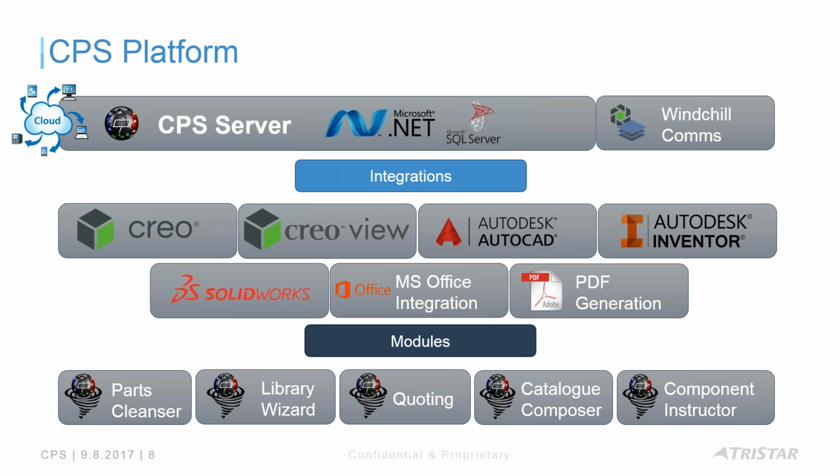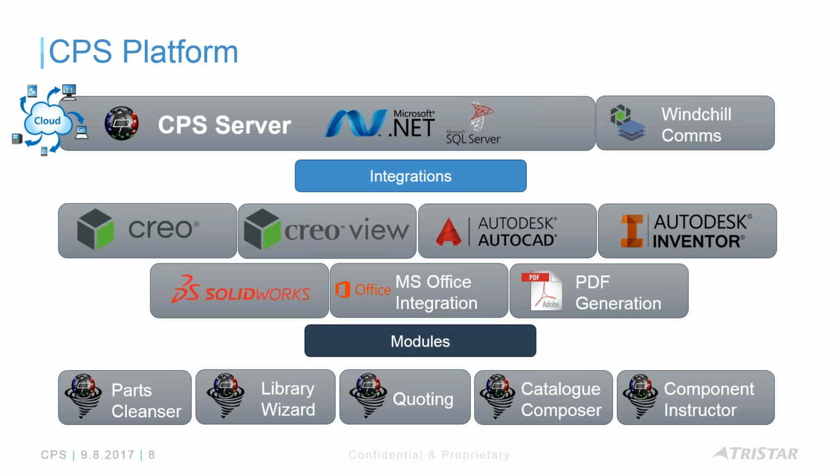The CPS platform basically is a cloud-based environment, or can be local. You have your server, which is built off of .NET, Microsoft SQL, and then you have different communications through the APIs of Windchill or Creo or AutoCAD, as well as any type of APIs or calls that can be made to the ERP system. The CPS platform can be integrated with Creo or Creo View, Autodesk products, Dassault Systèmes, SolidWorks products, just about any CAD system you want.